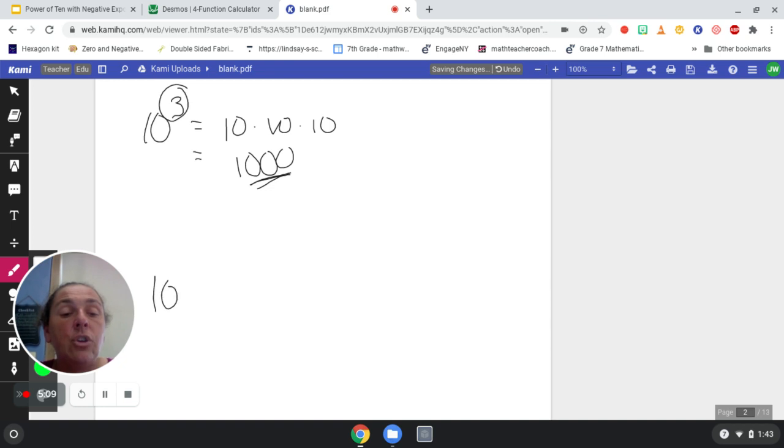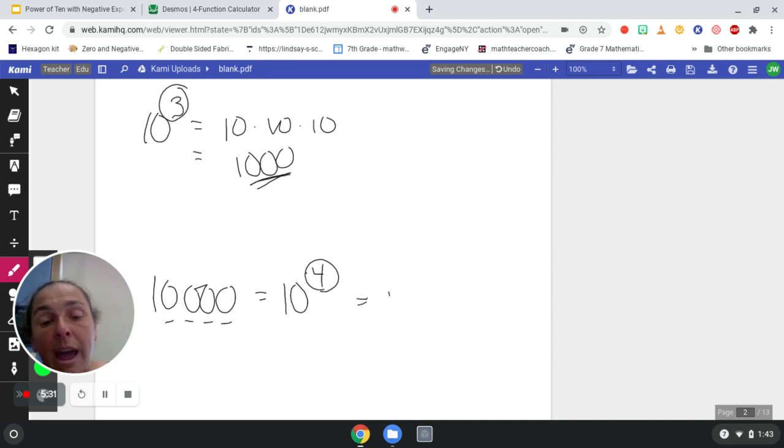Let's say I gave you 10,000 and I wanted you to write that using a positive exponent. Well, we know it's greater than 1, so we know my exponent is going to be positive. Now, how many zeros I have tells me what my exponent is. So my answer would be 10 to the 4th power.